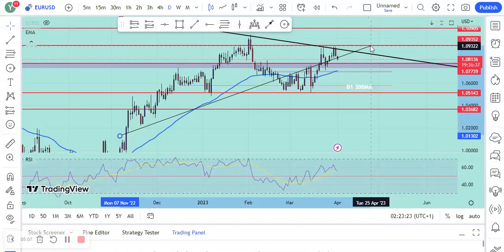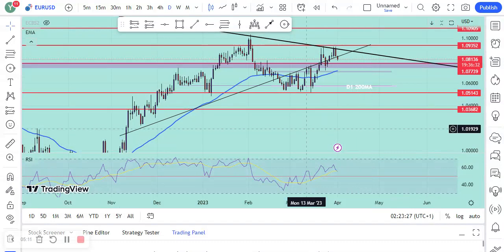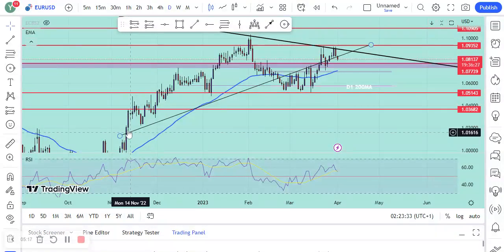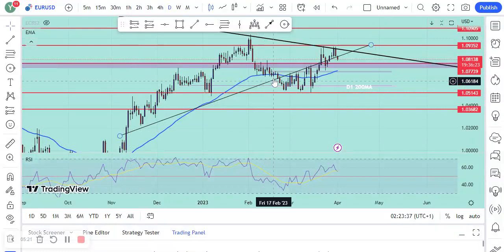Yes, I think this is best. Applying the trend line here, we realize that this trend line has been a support at this zone. It has been a support here, and it has been a support here too, and it has been a resistance here, here, here, and here, which means price has been able to break this trend line.